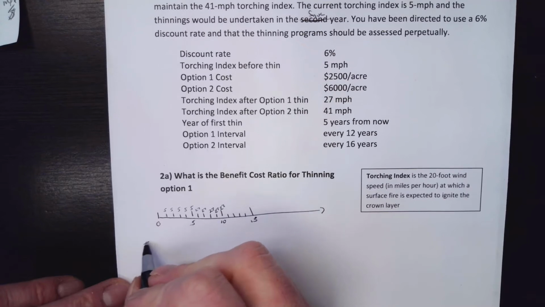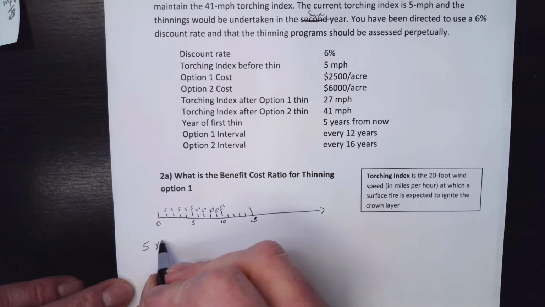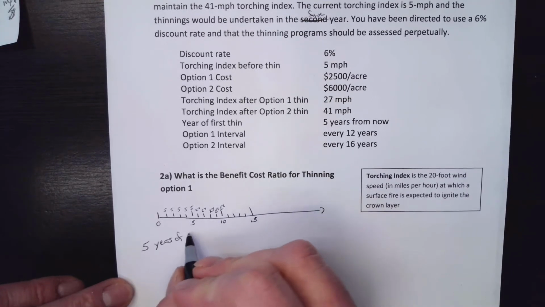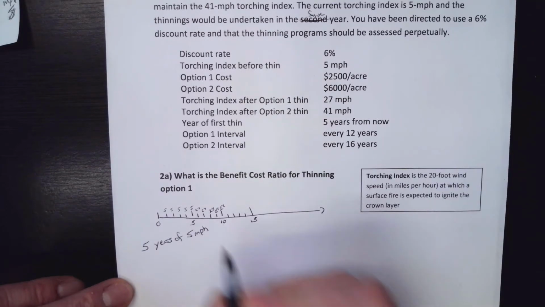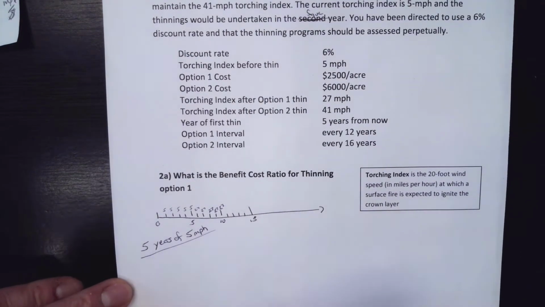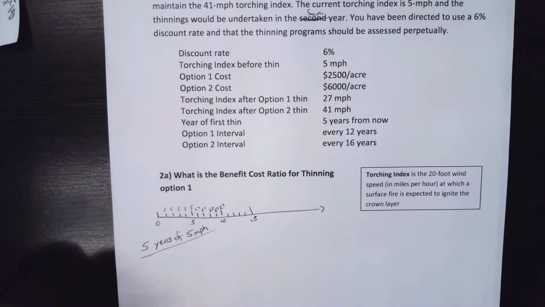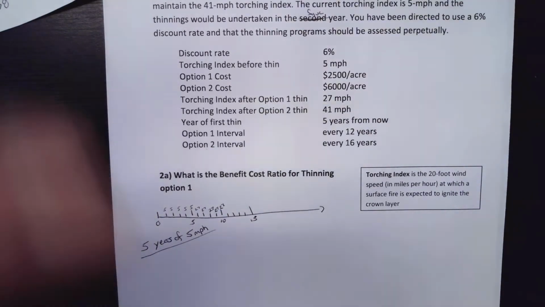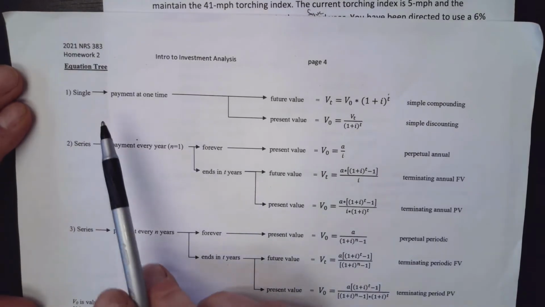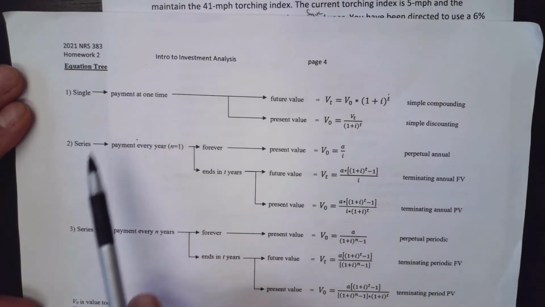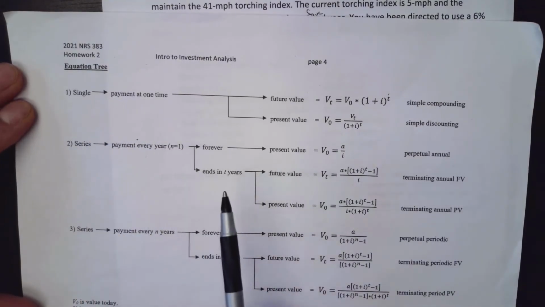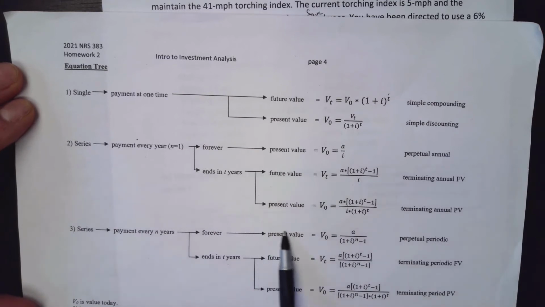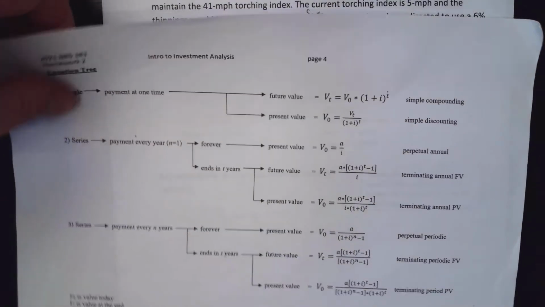So let's do the first part of 5 years of 5 miles per hour. Okay, so 5 years of 5 miles per hour. So what do we think that might look like? So we know that it's not one time. There's 5 of these things. It's a series every year, ends in 5 years. We want to know the present value of it. So we have a terminating annual that we need to do.